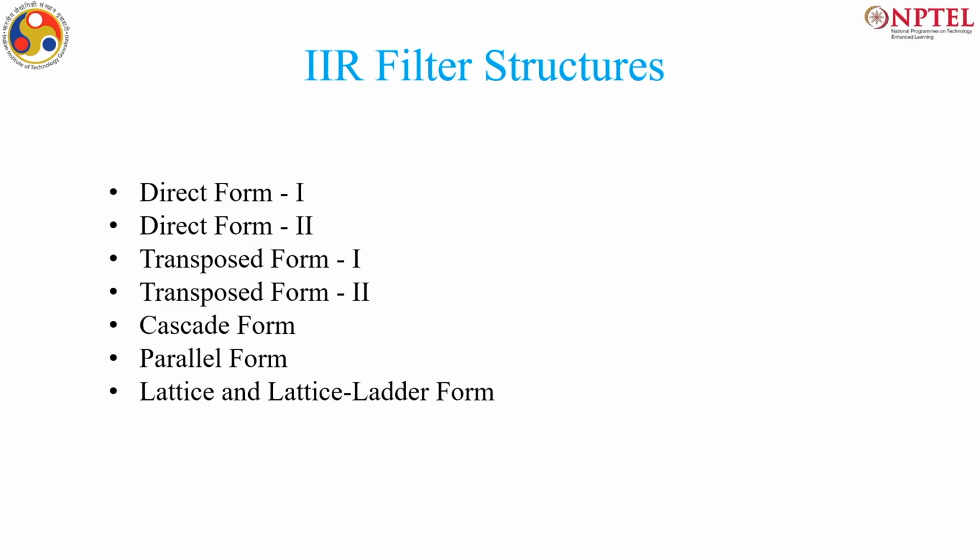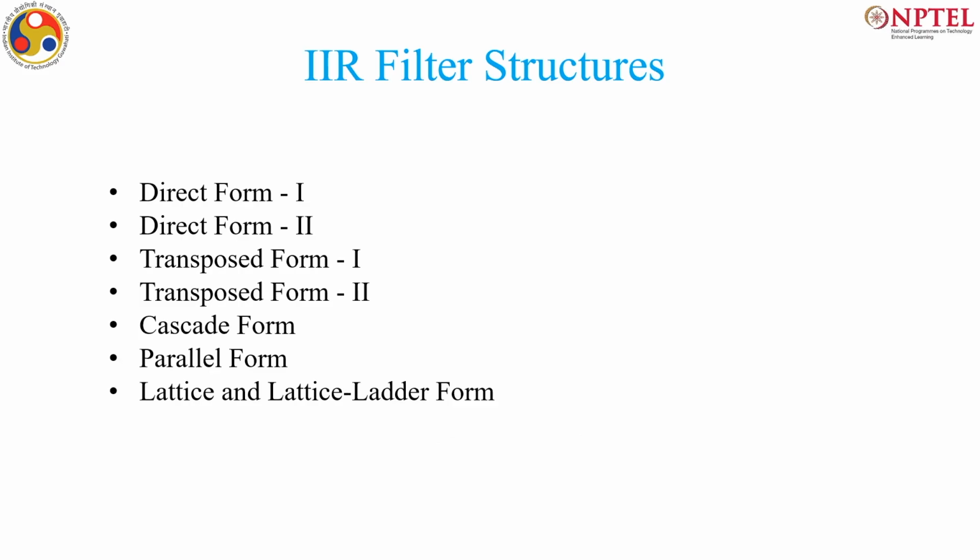So, we have already covered the structures for FIR filters and now we will look at the structures of IIR filters. Specifically, we will study these structures: the direct form 1, the direct form 2, the transposed form 1, the transposed form 2, cascade form, parallel form and lattice ladder forms.